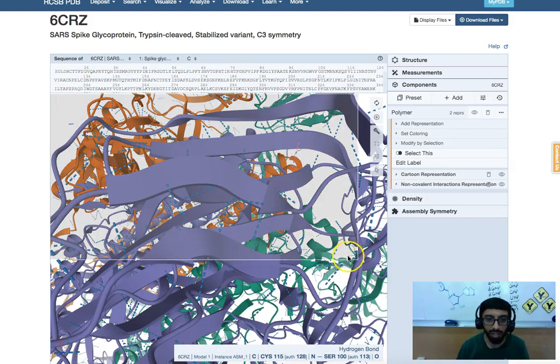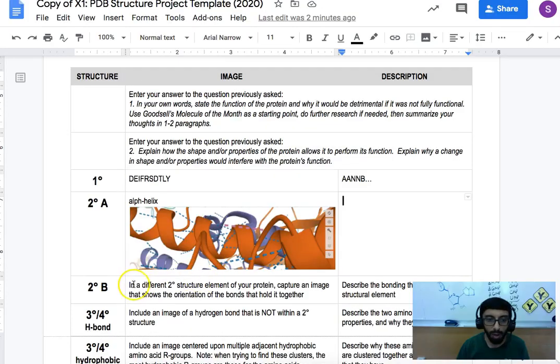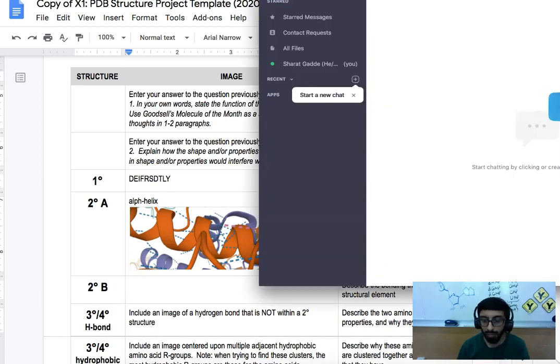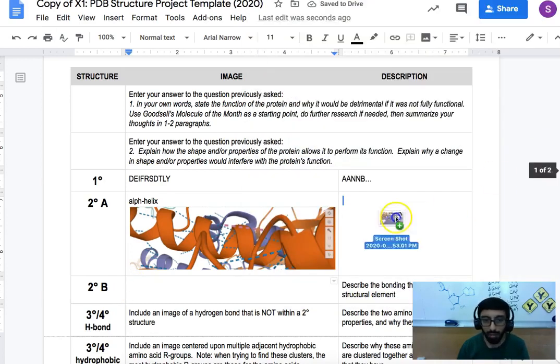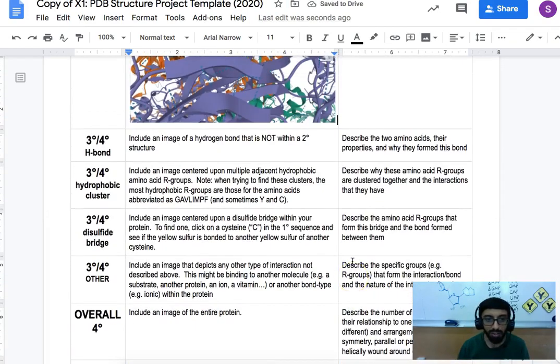And now I can just screen cap that particular beta pleated sheet. As I did before, I would just drop it into this location and then describe it over there. Let me pull that image, and there it goes. Okay, so that's the first two secondary structures.